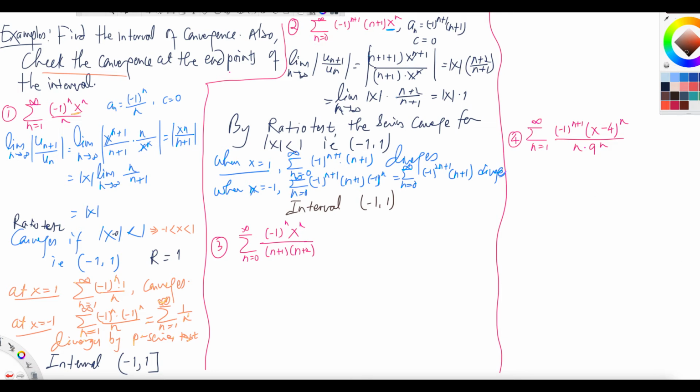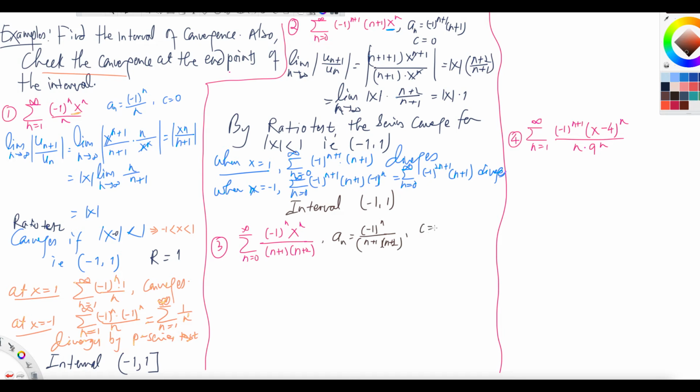Next question, I want to do question number 22 from your book. Here also, is this a power series? Yes, it is a power series, with a_n equal to negative 1 to the n over n plus 1 times n plus 2.